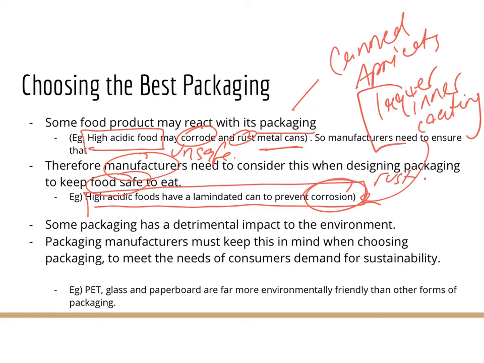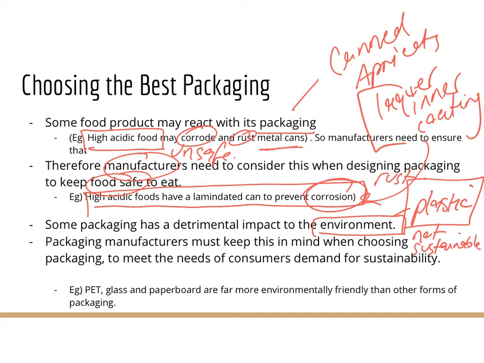Now, another factor that must be considered by companies is the environmental impact that packaging can have, and particularly this is known for plastic. So plastic takes many, many years to break down. It is a manufactured material, that means it's man-made, and it is used in a lot of food packaging. However, it is not sustainable. Okay, so it is not good for our environment.